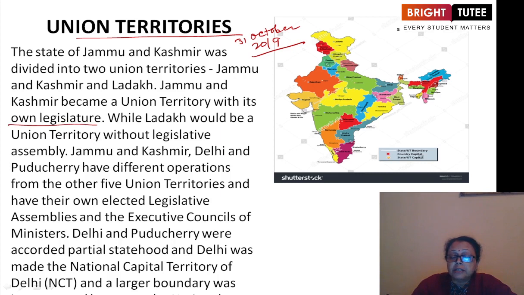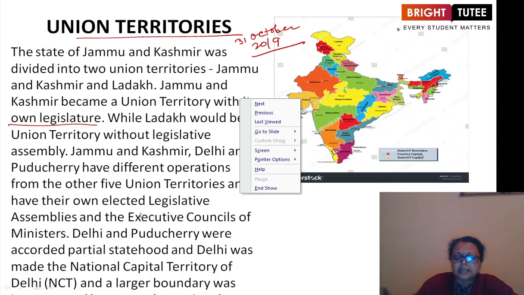Three union territories have a unique feature, while the other 5 have different features. Jammu and Kashmir has its own legislature, while Ladakh is a union territory without any legislative assembly. Ladakh does not have this facility. Jammu and Kashmir, Delhi and Puducherry operate differently from the other 5 union territories and have their own elected legislative assemblies and executive councils of ministers.